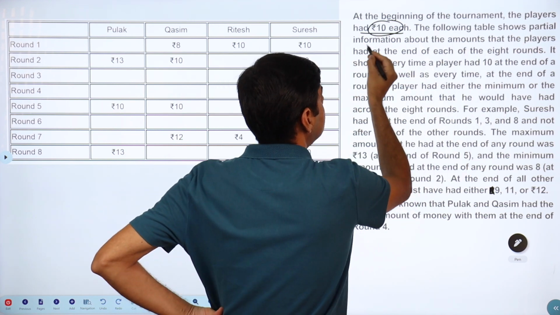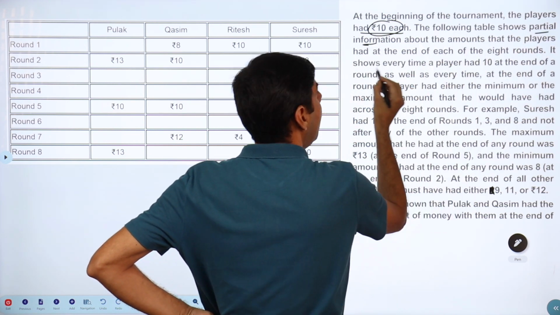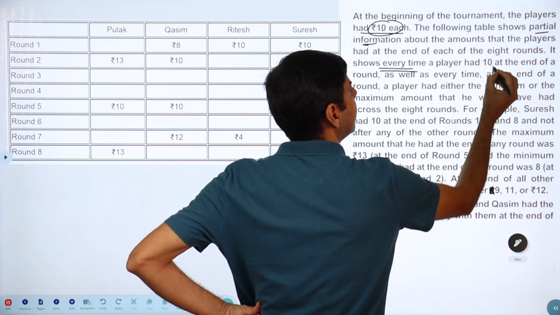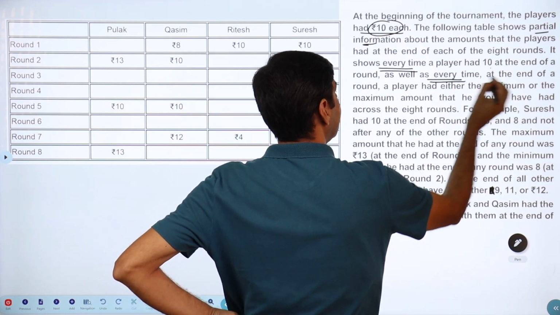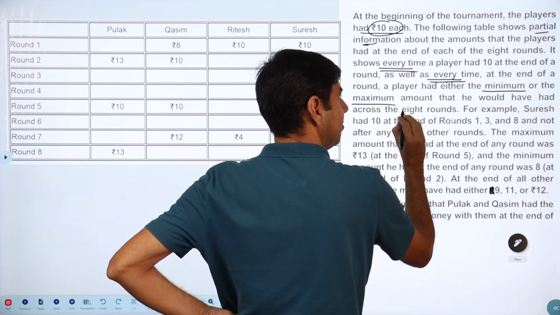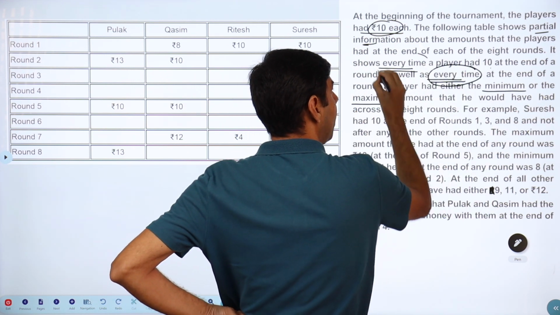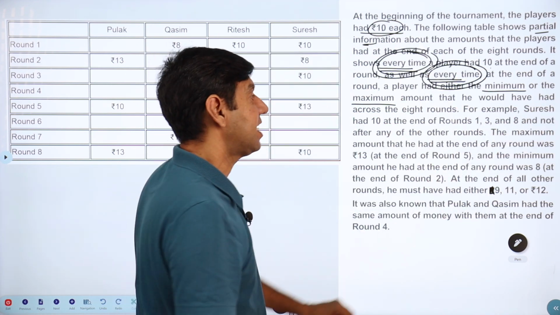The following table shows partial information about the amounts they hold at the end of each round. It shows every time that a player had 10 at the end of a round, as well as every time that at the end of a round a player had either the minimum or the maximum. So this "every time" is very important here, students. And that is also further explained clearly.